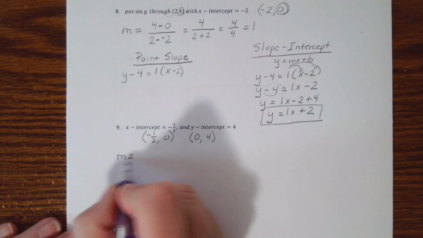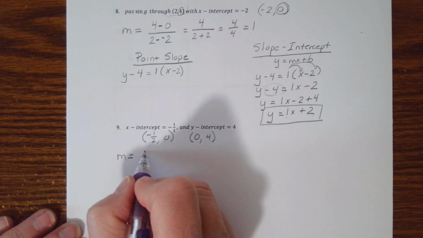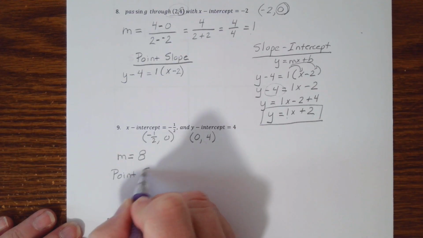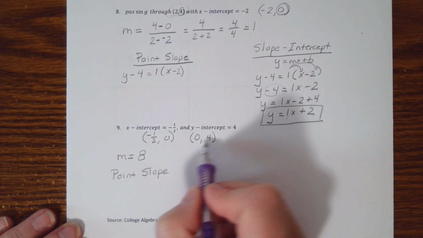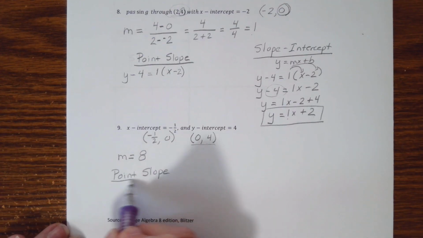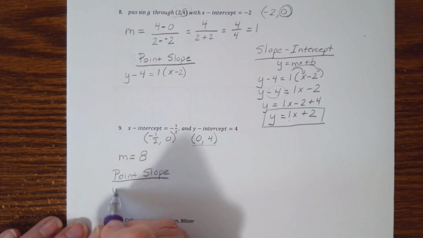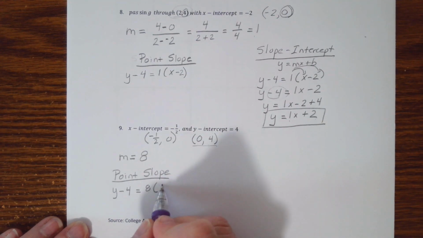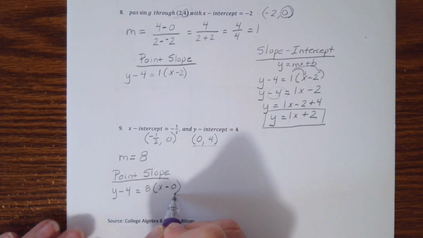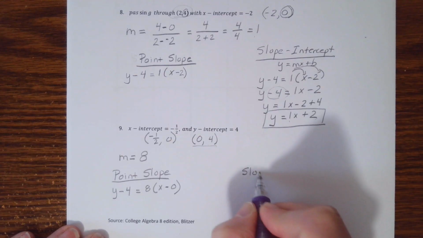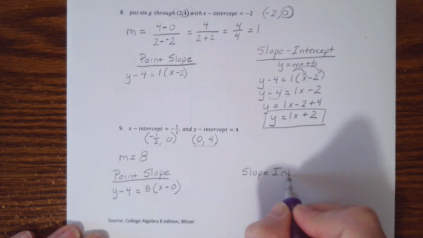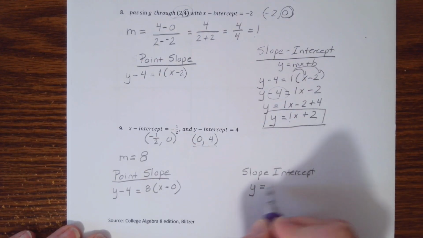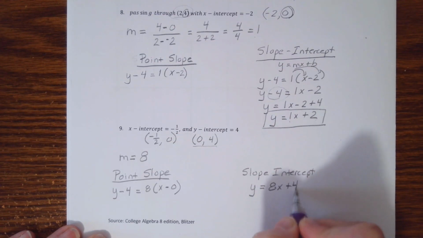All right. For my slope here, I got 8. For the point slope, I used this point right here. For the point slope, I got y minus 4 equals 8x minus 0. All right, and then for the slope-intercept, I got y equals 8x plus 4.